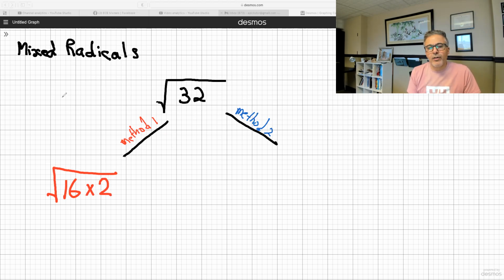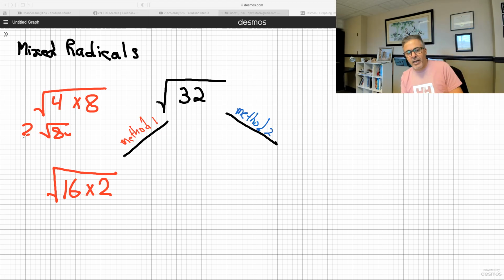You know, also 4 goes into 32 as well. So if you change it to 4 times 8, if you do it that way, then you're going to get 2 root 8. But then you have to do it one more time because 4 goes into this 8, so you have to do it twice. So always try to look for the largest perfect square, not just any perfect square, the largest perfect square that goes into the number. So this is fine, but this will involve two more steps.